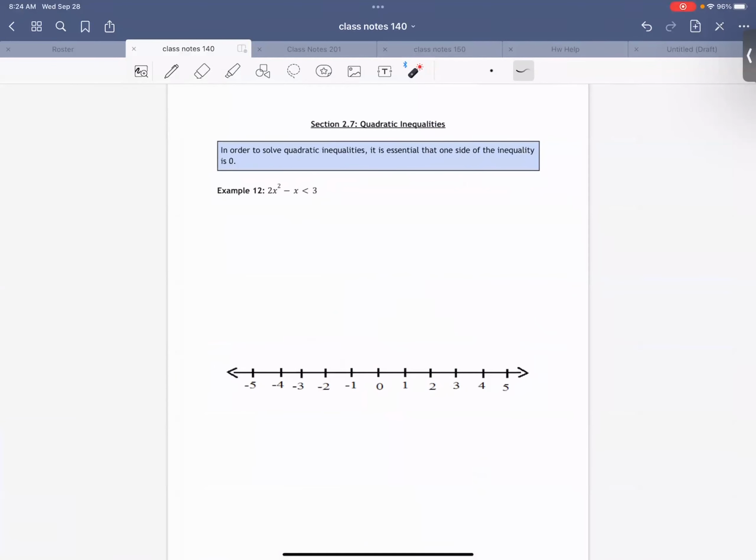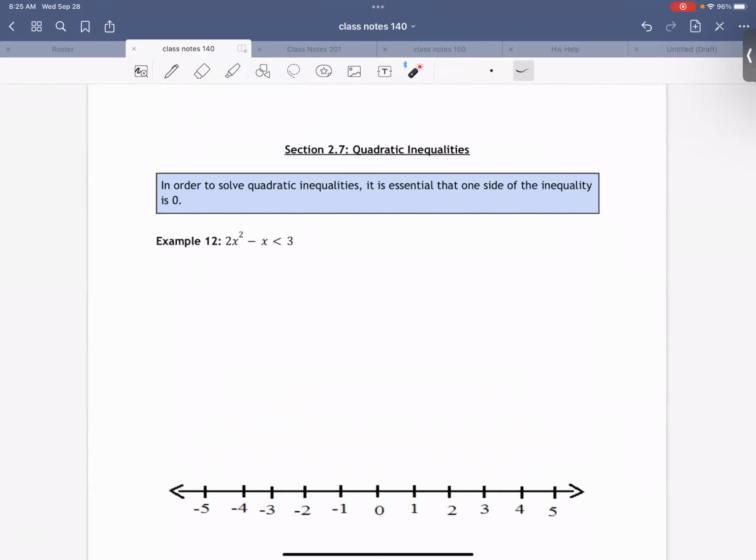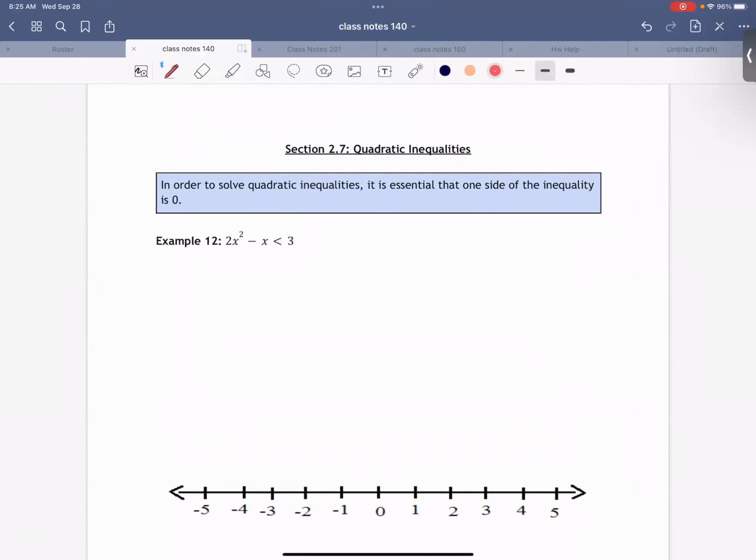Okay, we're actually moving to a different section now. We're dealing with inequalities still, but before I've been giving you some easy, linear examples. We can have inequalities with quadratics too. What does quadratic mean? Highest power is 2, right? So we have x squared going on.